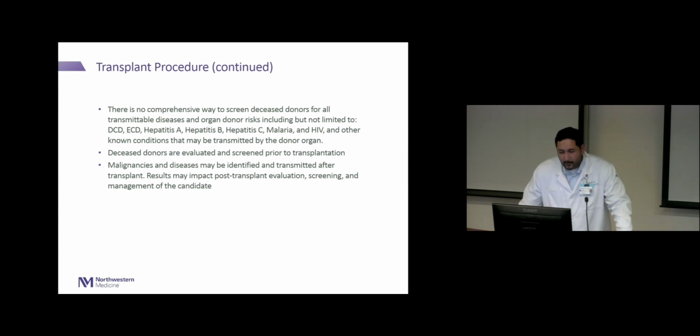There is no comprehensive way to screen deceased donors for all transmittable diseases and organ donor risk, and they include but are not limited to DCD, ECD, hepatitis A, B, C, malaria and HIV, and other known conditions that may be transmitted by the donor organ. Deceased donors are evaluated and screened prior to transplantation, and malignancies and diseases may be identified and transmitted after transplant. Results may impact post-transplant evaluation, screening, and management of the candidates.